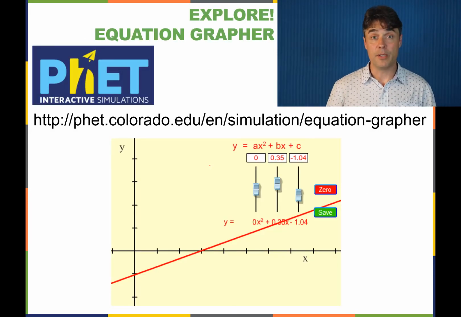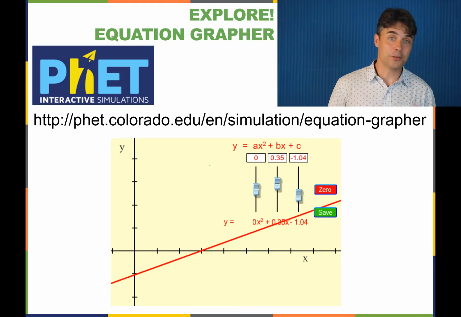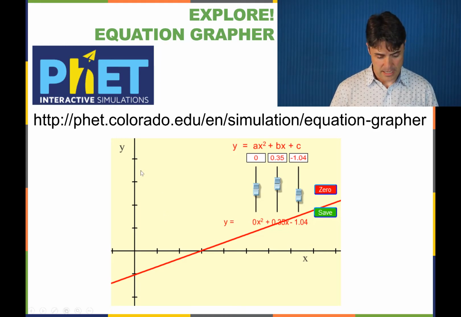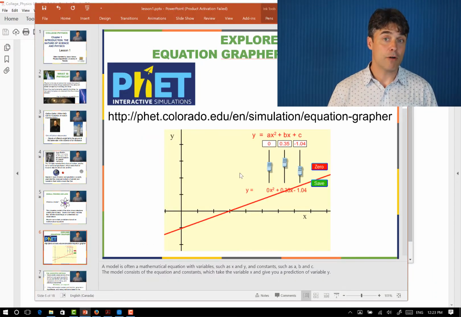One tool that we use a lot in scientific models is math. We write down equations, such as the famous E equals mc squared, to help us understand and predict things. Many equations can be represented on a graph of y versus x.